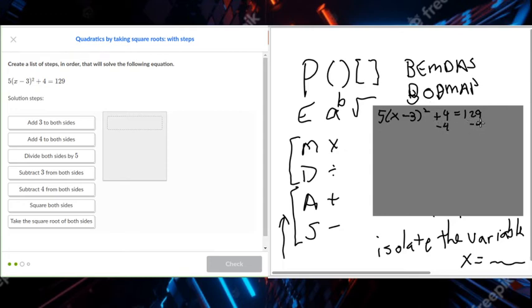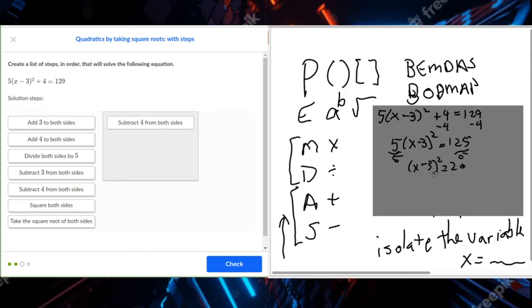We'll subtract 4 from both sides. Do we have that? Yes, we do. We're going to end up with 5 times x minus 3 quantity squared is equal to 125. And move up, and then we want to multiply or divide. We have this 5 over here. We want to divide both sides by 5, and we're going to get x minus 3 quantity squared is equal to 25. Oops, 25, and I wrote 20.